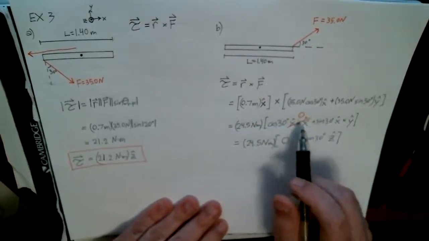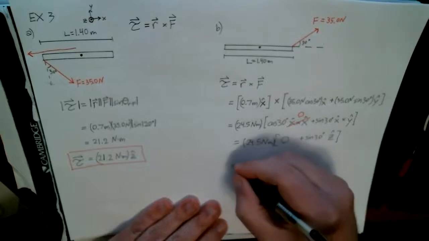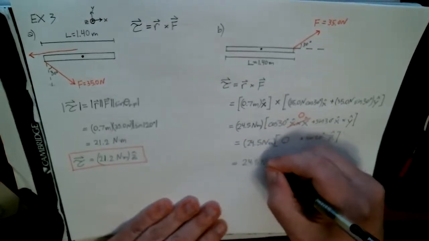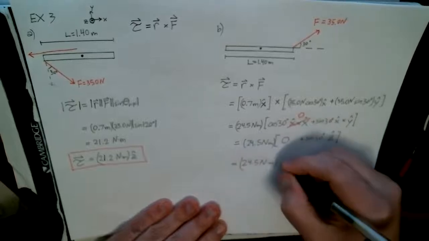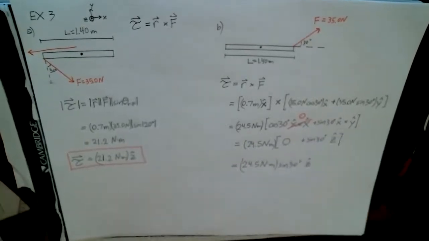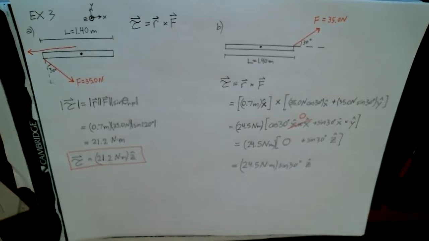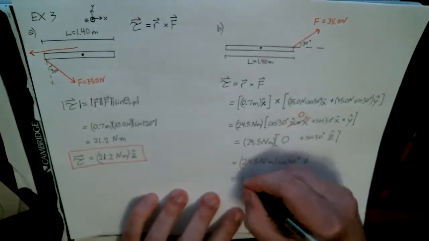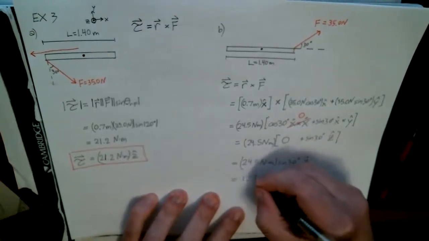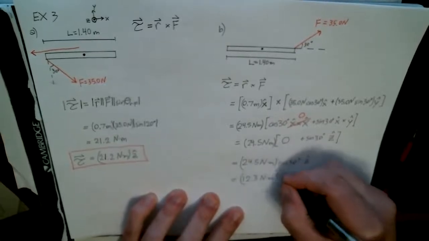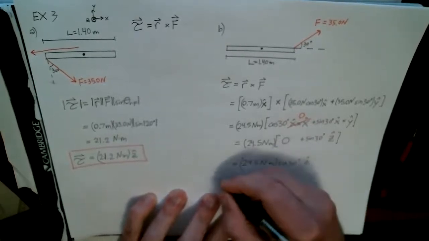So the cross product has killed off my first term and left us altogether with 24.5 newton meters times sine of 30 degrees in the positive z-hat direction. Or simplifying this a little bit further, we get 12.3 newton meters in the positive z-hat direction for our torque.